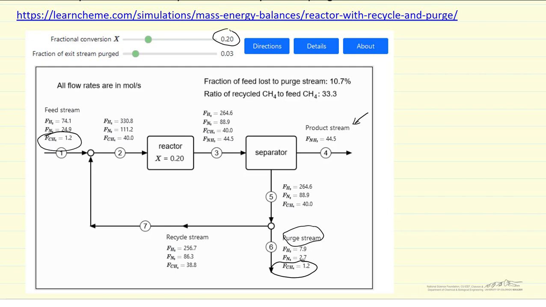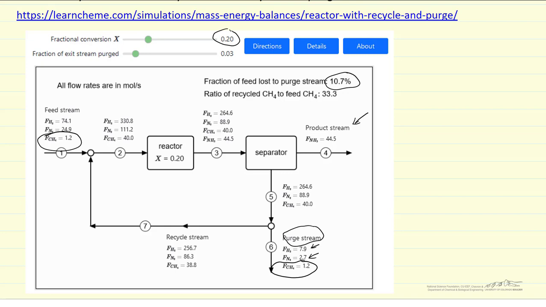The other two things in this display: the fraction of our feed that's lost to the purge stream. So we're throwing away some of our reactants, hydrogen and nitrogen. In this system, they're fed in a stoichiometric ratio. So we're throwing away some hydrogen and nitrogen, which of course can be expensive unless we have some downstream process to recover them.